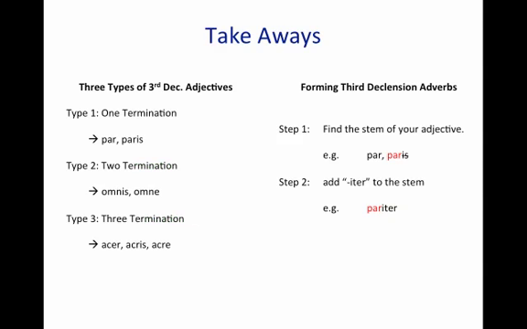Now let's talk about our takeaways. There's really three things that you need to know. You need to remember that there are three types of third declension adjectives. One termination, which gives you the nominative and the genitive across all genders. Two terminations, which give you a masculine and feminine nominative and a neuter nominative. And three terminations, which give you a masculine, feminine, and neuter nominative separately. And remember, the endings for these are all the same, and you need to memorize those as well. And also, there are two steps for finding your third declension adverbs, and that is going to the genitive, dropping is, and adding iter.